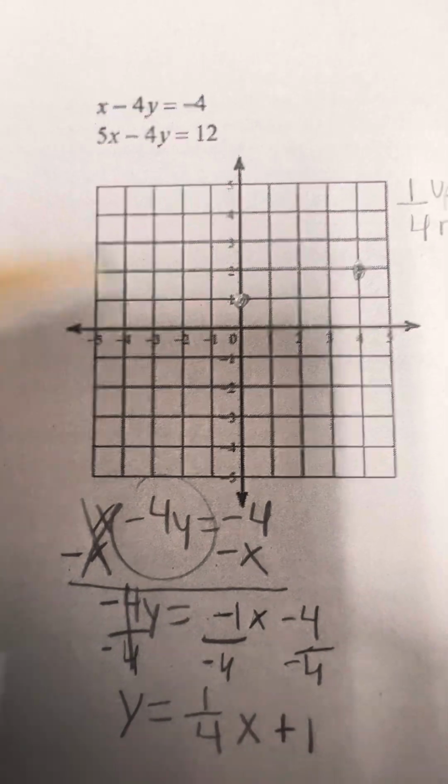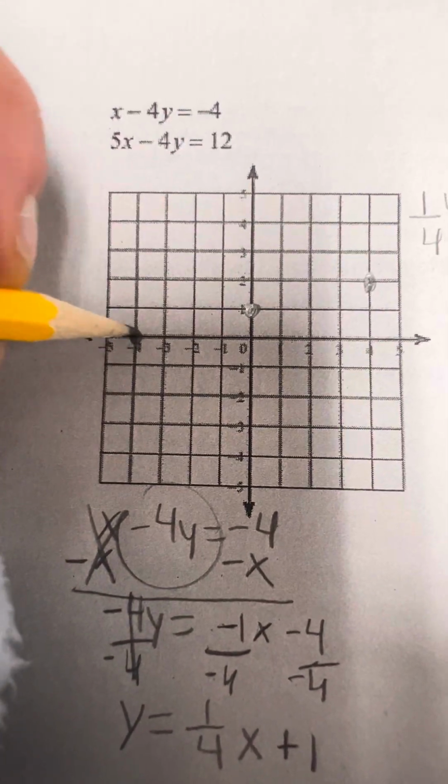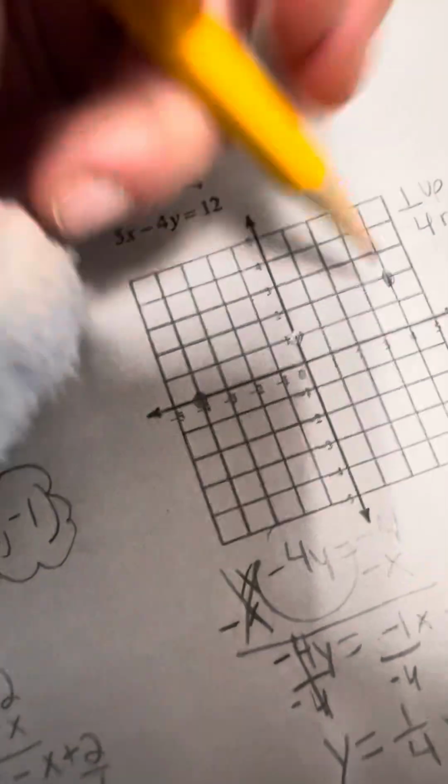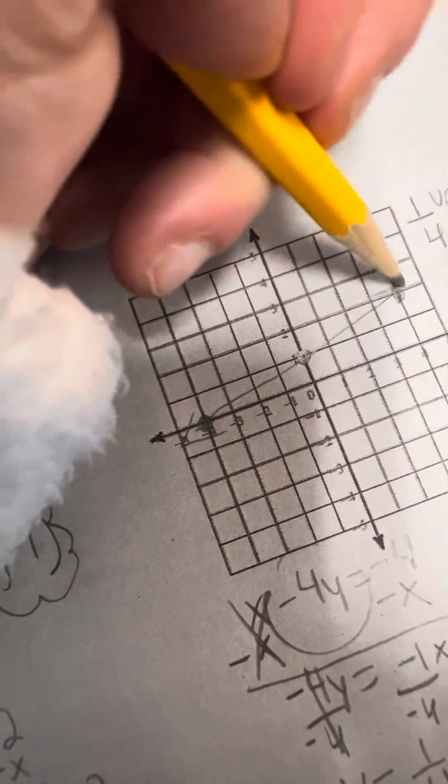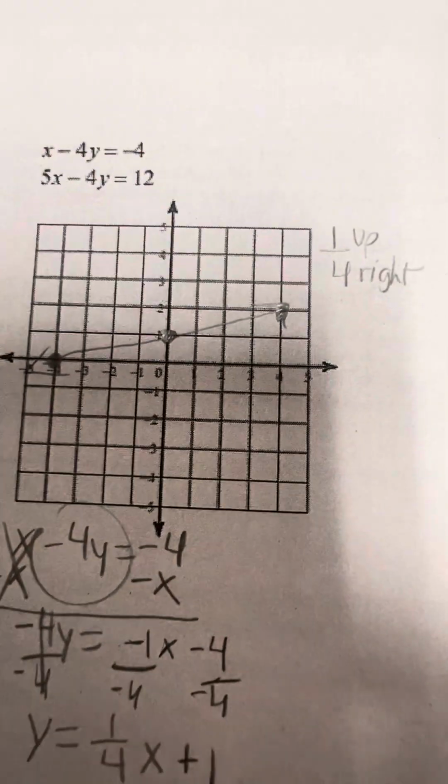1, 2, 3, 4. Just in case this line is not long enough to intersect with wherever my other point is going to be. So I'm going to connect these dots, arrows on both ends, and we're going to start again on that next one.